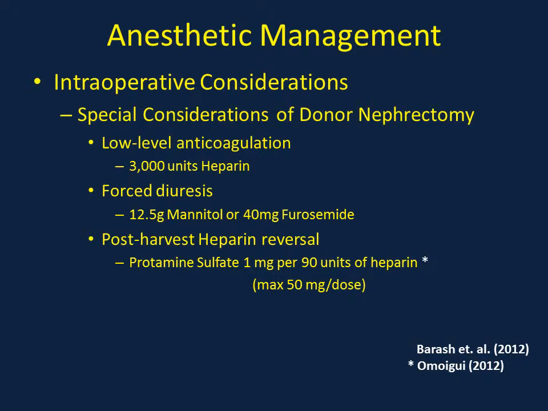So intraoperative considerations, I wanted to talk a little bit about special considerations for donor nephrectomy. These are patients that are donating their kidney. The book mentions low-level anticoagulation, so 3,000 units of heparin, and then a forced diuresis with 12.5 grams of mannitol or 40 milligrams of furosemide, and then post-harvest heparin reversal, obviously. So protamine sulfate, just remember that 1 milligram reverses 90 units of heparin with a max dose of 50 milligrams per dose. That's something that I can close my eyes and envision a test question with regards to at some point, not necessarily this test coming up.